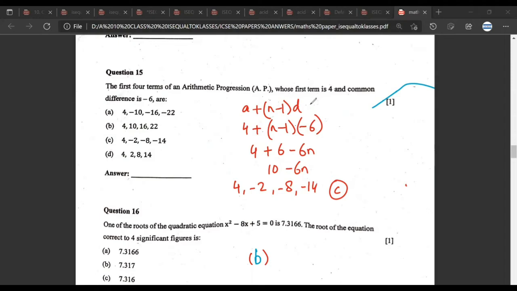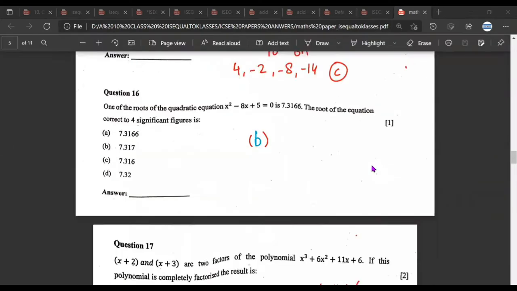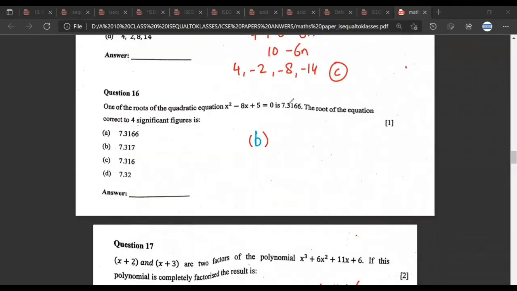So this is one way. The other way is you can follow the process and then find the solution. Great. Question number 16. You solve for this. One of the roots is given. The root of the equation correct to 4 significant digits is B.